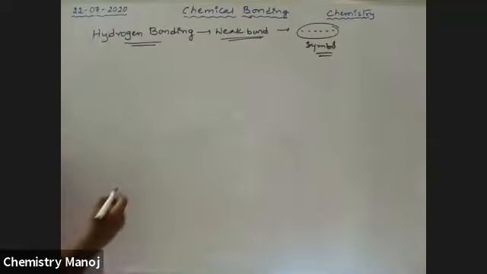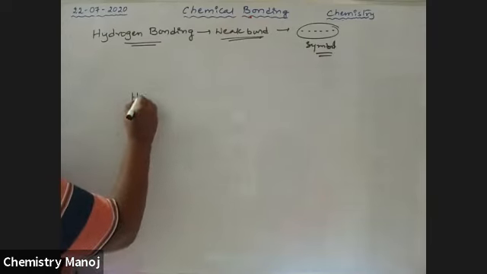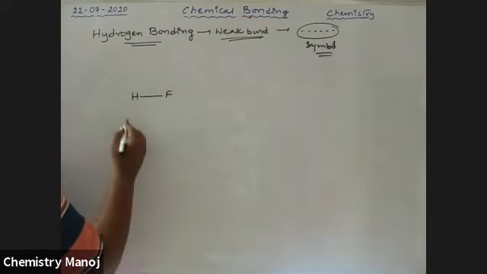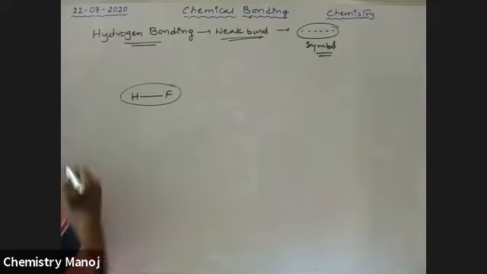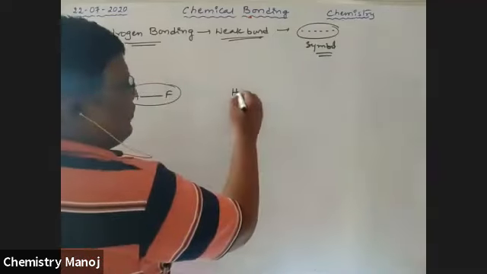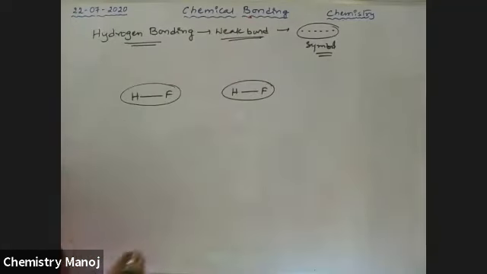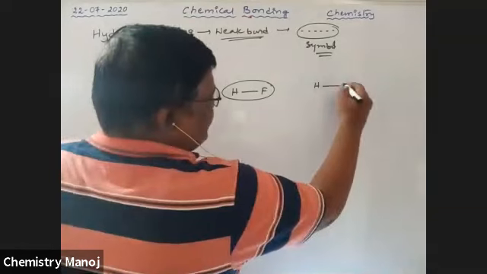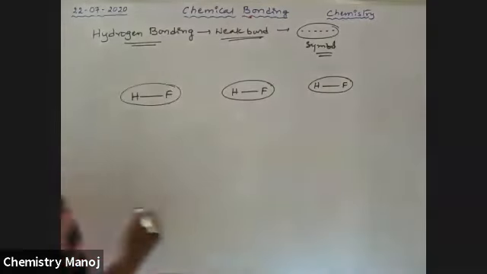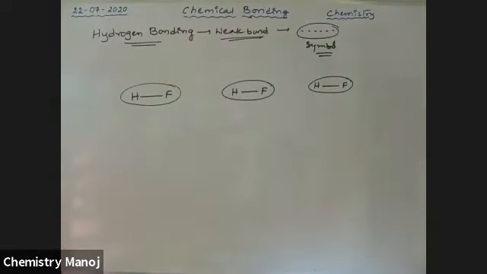See here, there is an HF molecule. There is a covalent bond between H and F. It is one HF molecule. Next, there is one more HF molecule. Like this, a number of HF molecules are there.